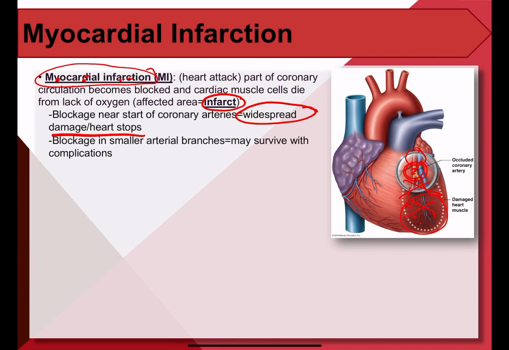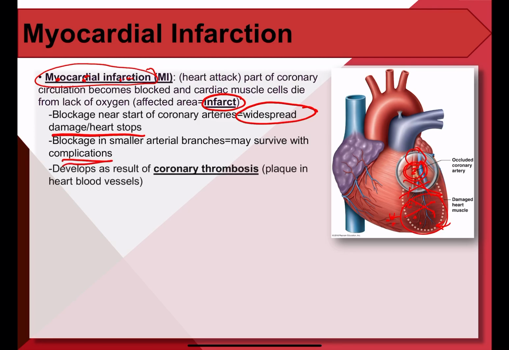Now, the second case: if the blockage is within the smaller arterial branches, somewhere down here or down here, those patients may actually survive with some complications. Because we're talking about a blockage here or here, but at least we have some blood flow here, which means these muscle cells are probably still fine, but down here you might have areas of infarct. But at least it's better than big, large areas of the heart not being able to pump or function normally. Okay, they will recover, though it may include some complications. All right. So this is myocardial infarction.